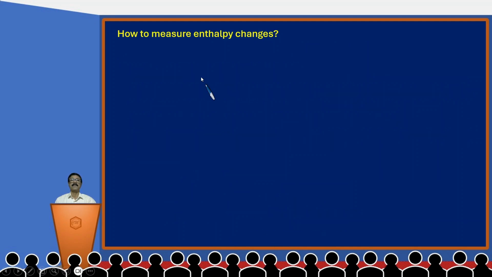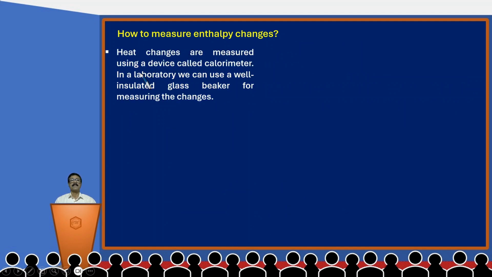Now let us see how we can measure the enthalpy changes. Heat changes are measured using a device called a calorimeter. In a laboratory, we can use a well-insulated glass beaker for measuring heat changes. Generally, metallic calorimeters are not used for measuring thermochemical changes because metals may react with the substances. Stainless steel or gold-plated copper calorimeters can be used. For approximate laboratory measurements, even a styrofoam cup can be used.